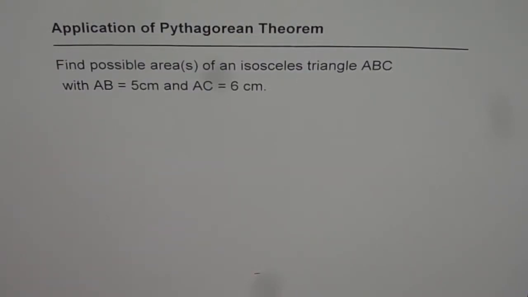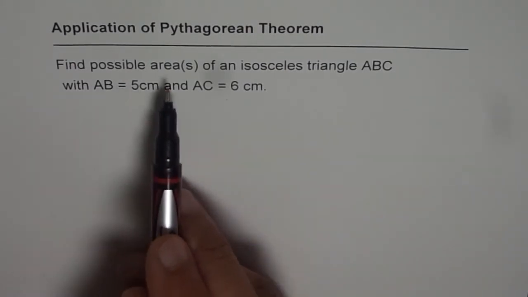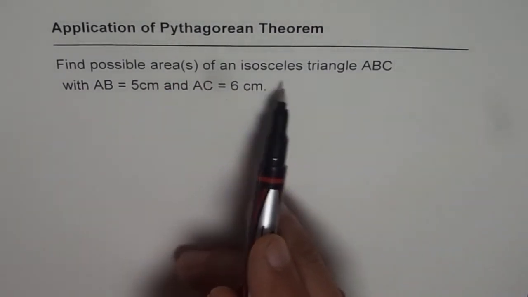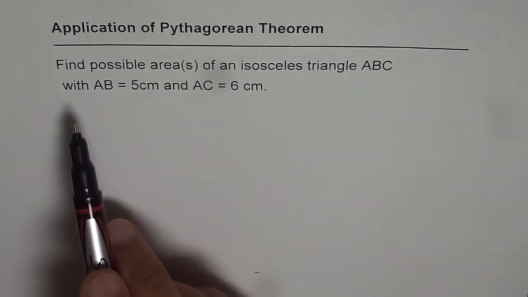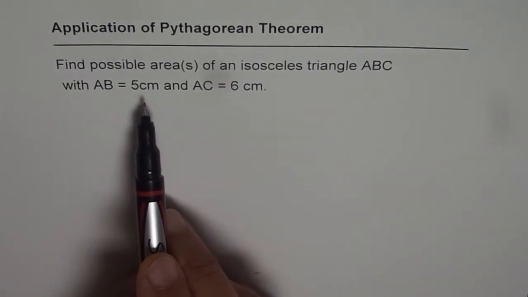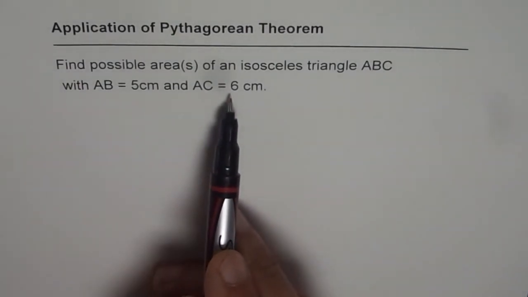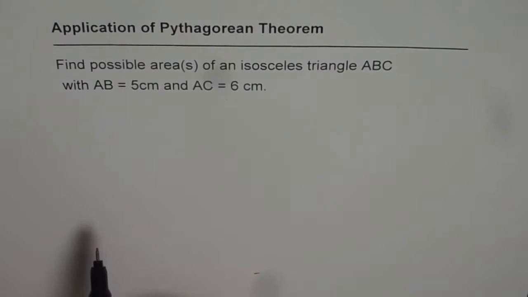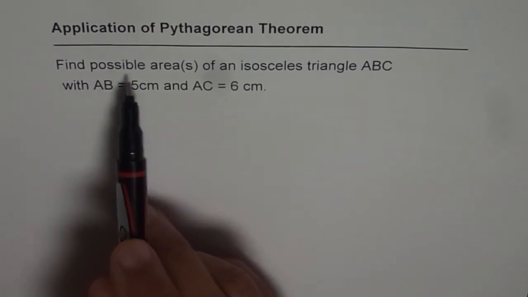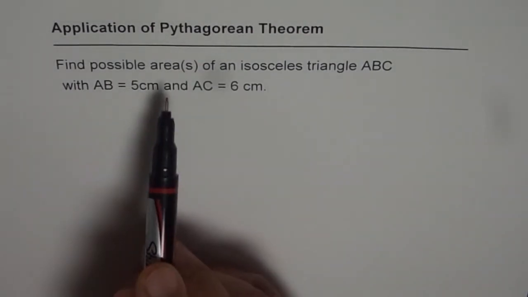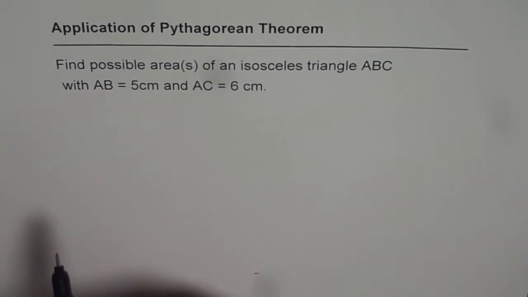Here is another example where we'll try to find the area of a triangle using the Pythagorean theorem. The question is: find possible areas of an isosceles triangle ABC with AB equal to 5 centimeters and AC equal to 6 centimeters. I'd like you to read the question again and understand what we're trying to find. It says find possible areas. That means there's a possibility of more than one area.